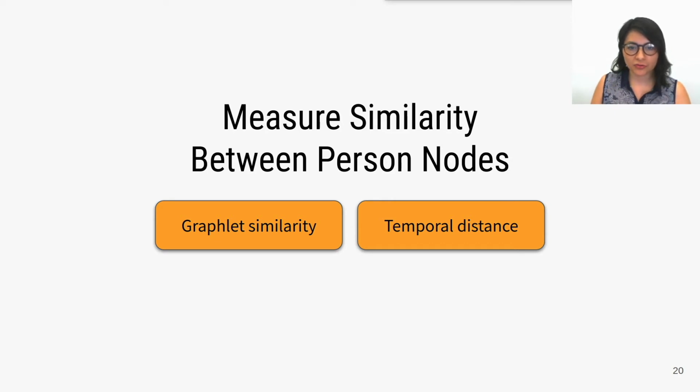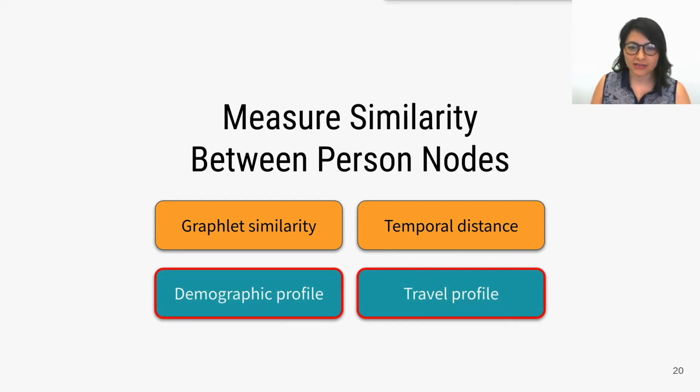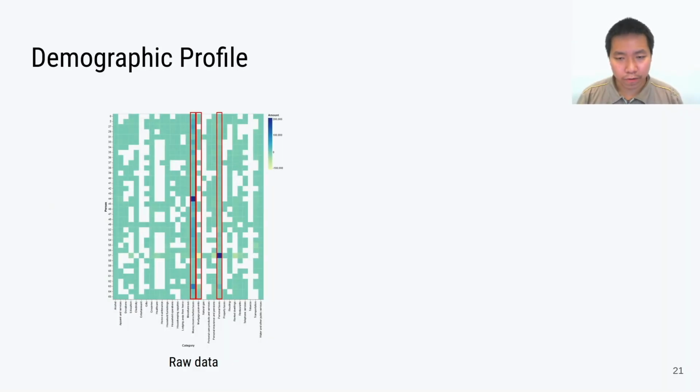So far, we introduced graphlet similarity and temporal distances. Next, we will introduce two more similarity measures that compare demographic profiles and travel itinerary profiles. For the demographic profile, we looked at the data and found that different financial categories have different ranges of value.